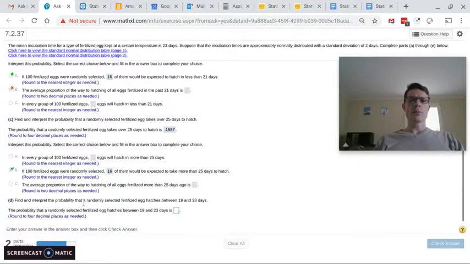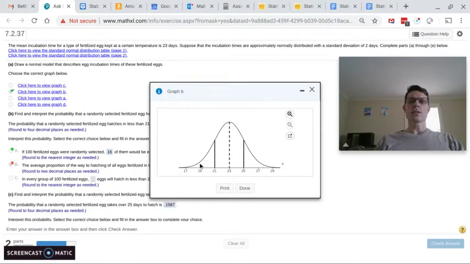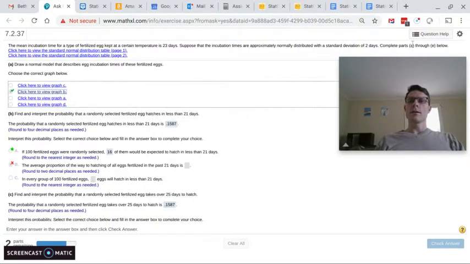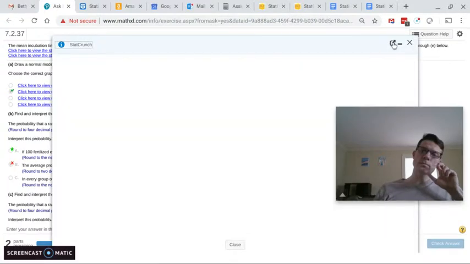Okay, so find and interpret the probability that a random fertilized egg takes between 19 and 23 days. Do we have this on the graph? So that's between 19 and 23. That's this and this. So we don't exactly have that. We could use the empirical rule to estimate there, but I bet it's just easier for everybody to use the StatCrunch calculator on this one.